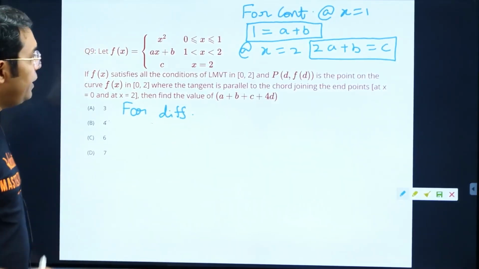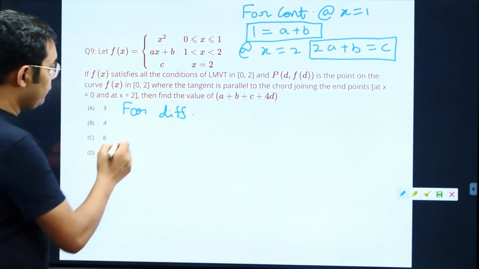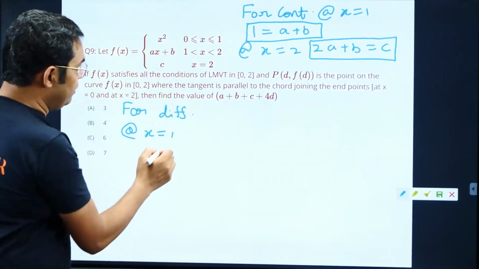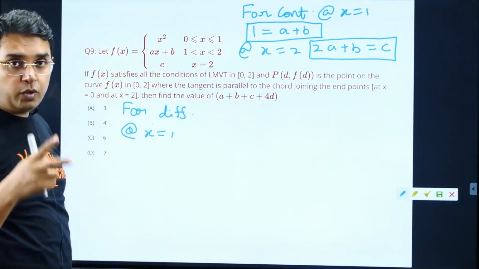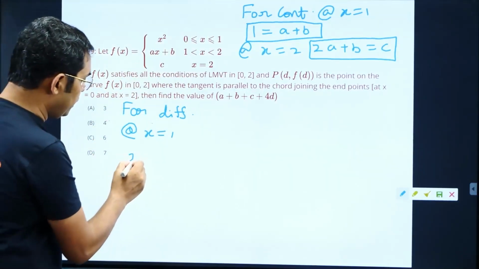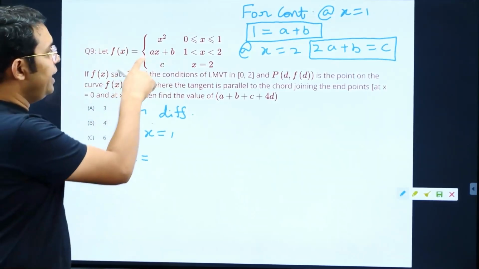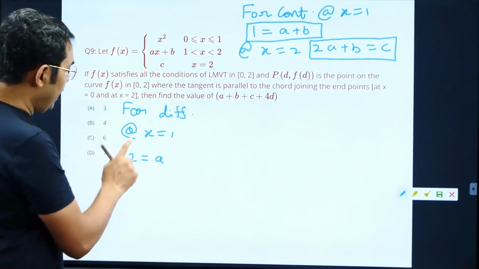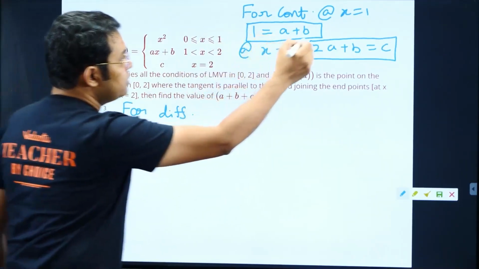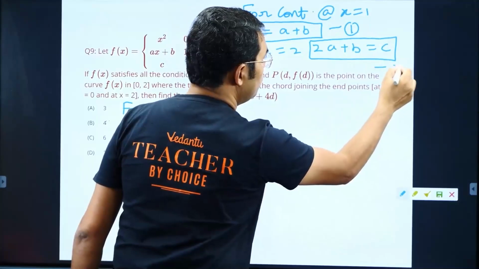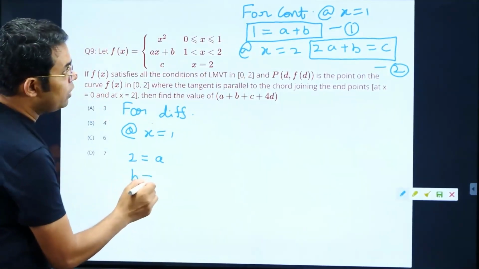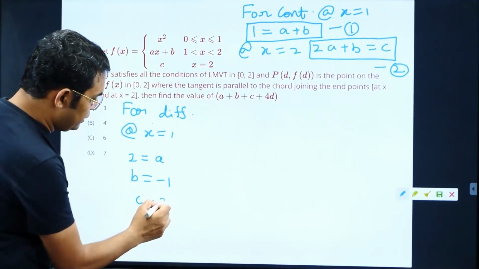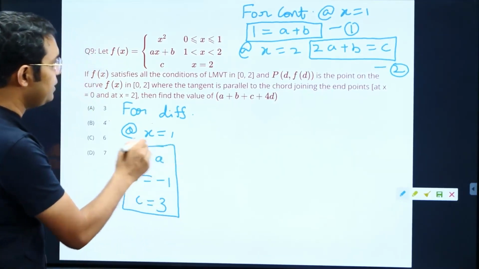Okay, for differentiability at x equal to 1, the left-hand derivative will be given by differentiating x square, that is 2x, and putting x equal to 1, we will get 2. Whereas on the right-hand side, the derivative is just a, so this gives you the value of a as 2. Then from equation 1 and equation 2, we will get b equal to minus 1, and you can get the value of c as 4 minus 1, that is 3. So these are the values of a, b, c that we are getting.